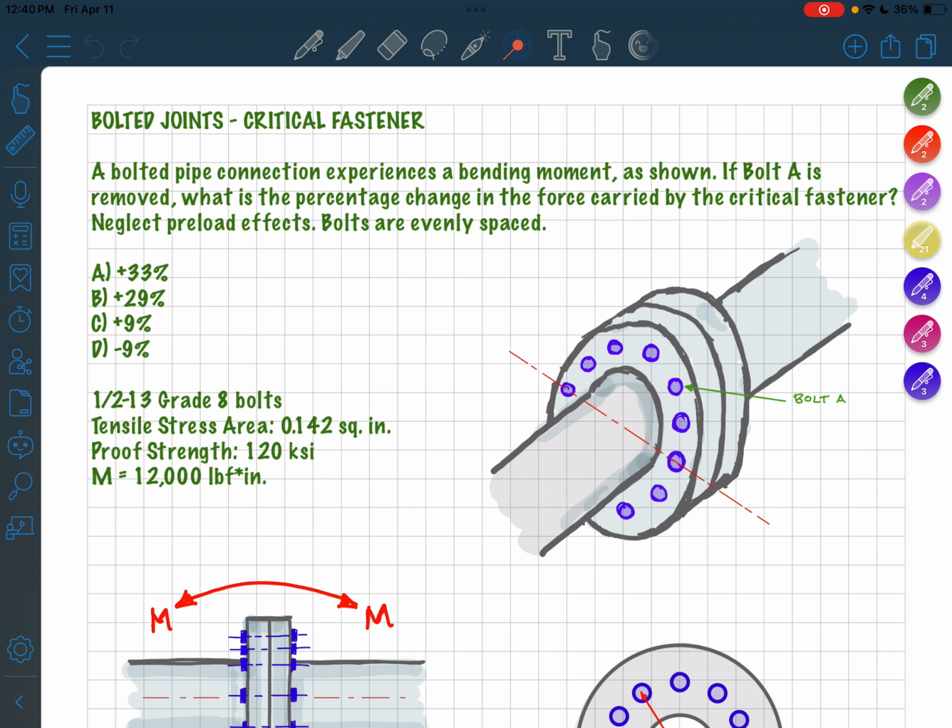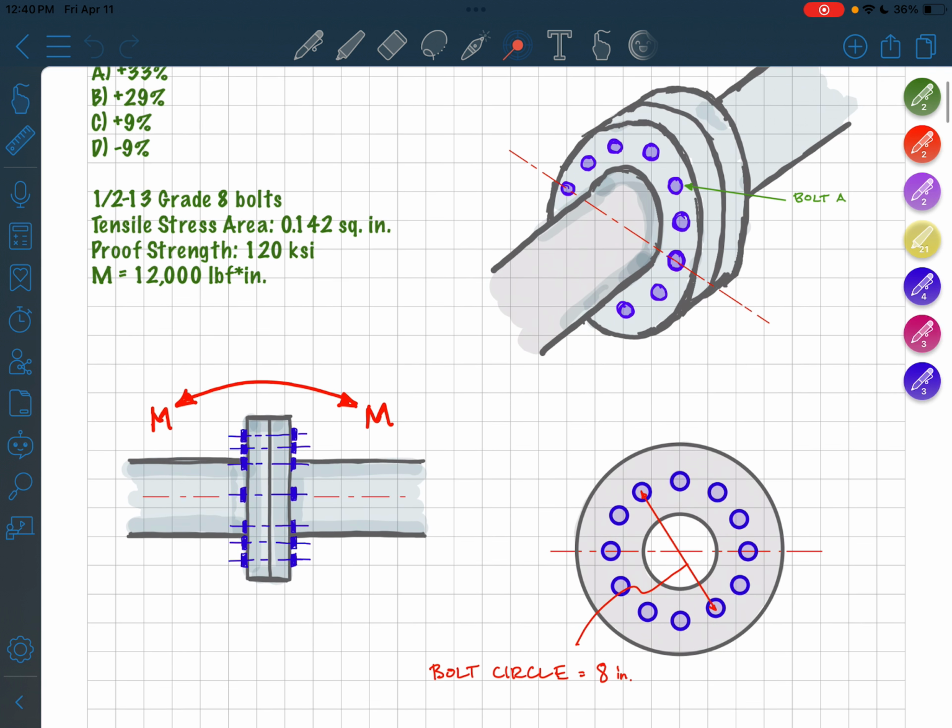Okay, so we've got some answer information here. We've got some bolt information here. We've got a moment value. We've got some imagery that shows us what bolt A is. We've got some more imagery here showing the moment, and then also giving us some info about our bolt circle.